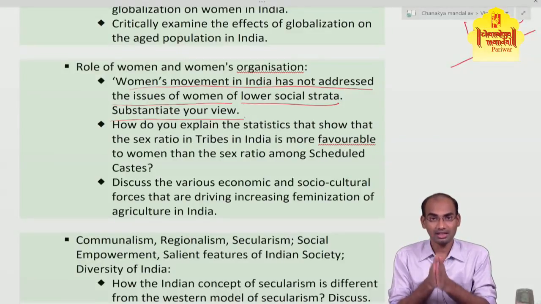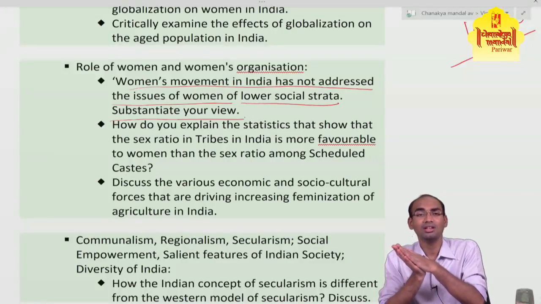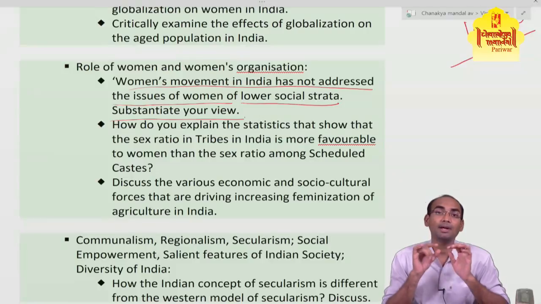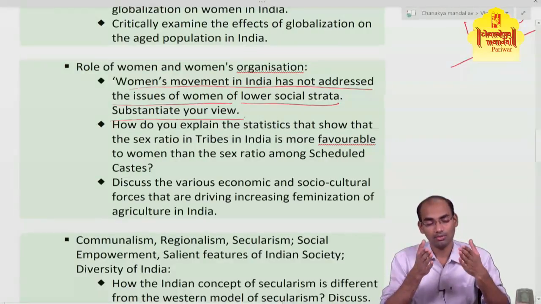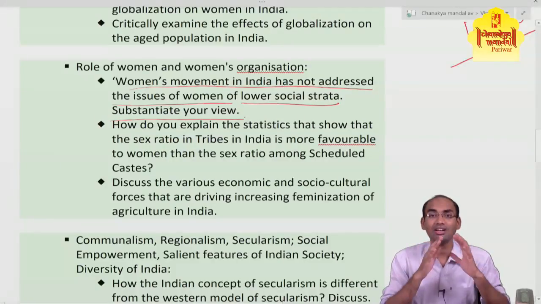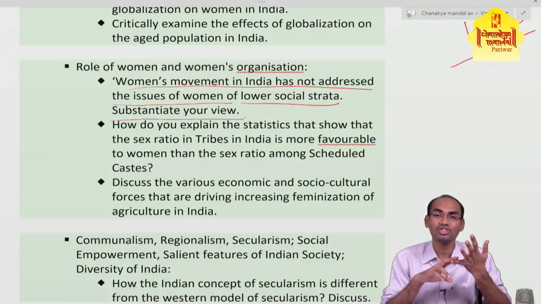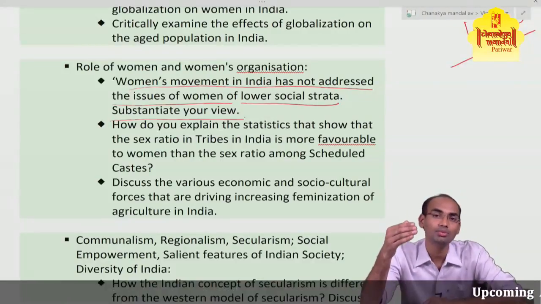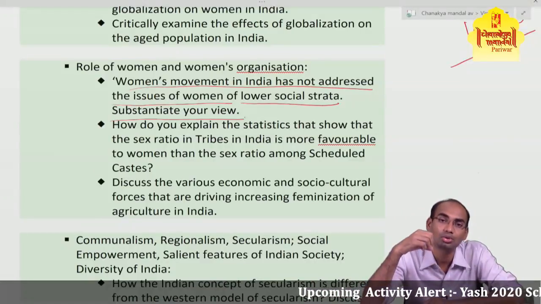Okay, it means this question recognizes that there were women's movements. There were movements related to the rights of women, the status of women, everything. But those movements were restricted to one strata of the society of women. Okay, it was restricted to rich class, middle class women. Those women's movements did not come down to the lower strata.